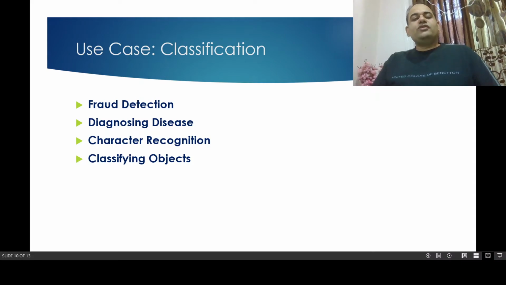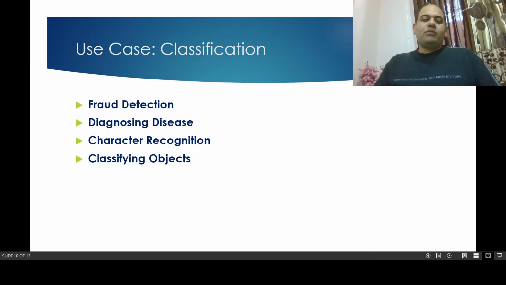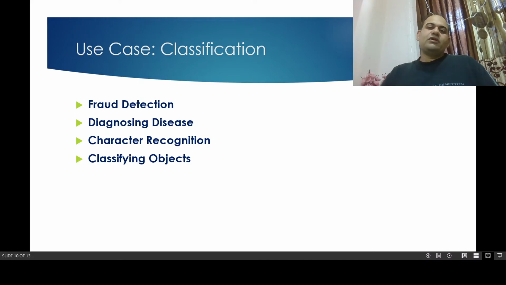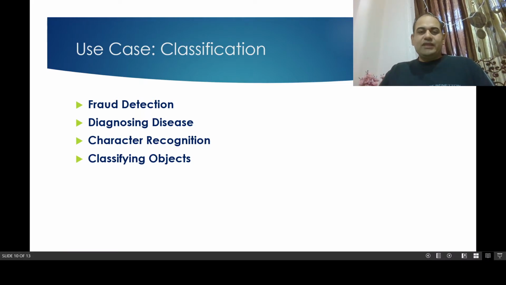Talking about various use cases of classification. One of the very common classification use cases is fraud detection, where financial transactions are now being monitored regularly by classification algorithms, and they are able to detect whether a transaction being done is a legitimate transaction or a fraud transaction.